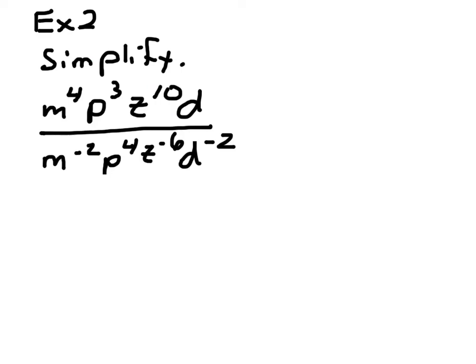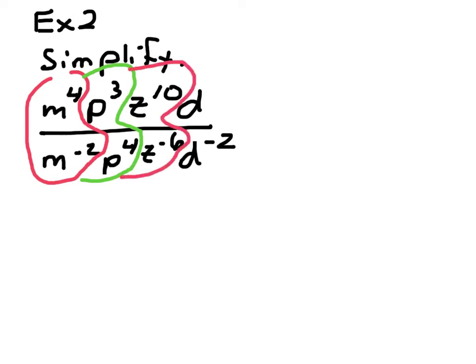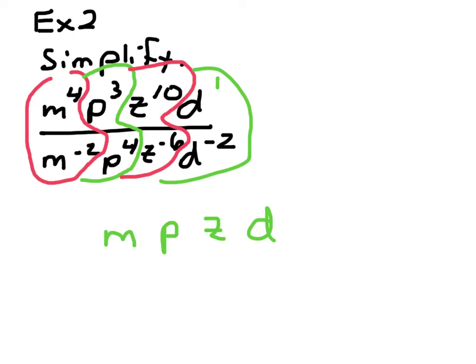I'm going to use the quotient rule. So I'm going to divide the powers. I'm going to divide my m's by subtracting the exponents. I'm going to divide my p's by subtracting the exponents, the z's, and finally the d's. Remember, up here, that's d to the 1st. So I'm going to have so many m's, so many p's, so many z's, and so many d's. Now let's do the m's. What's 4 minus a negative 2? That's 4 plus 2. That's m to the 6.